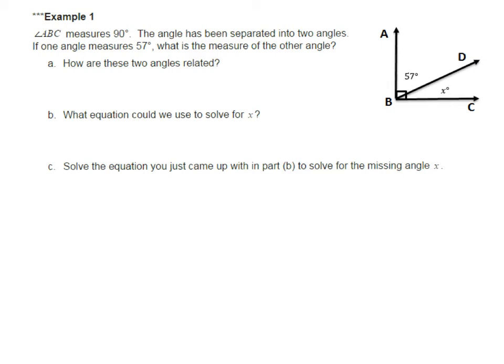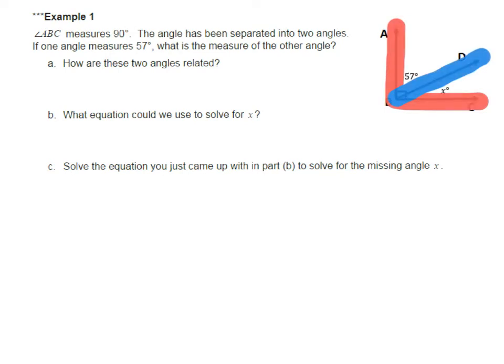Alright, so for this problem, it says that angle ABC measures 90 degrees. So you can see that angle ABC here makes a right angle. The angle has been separated into two angles so that ray BD kind of goes off and separates the angles into two parts. If one angle measures 57 degrees, what is the measure of the other angle?